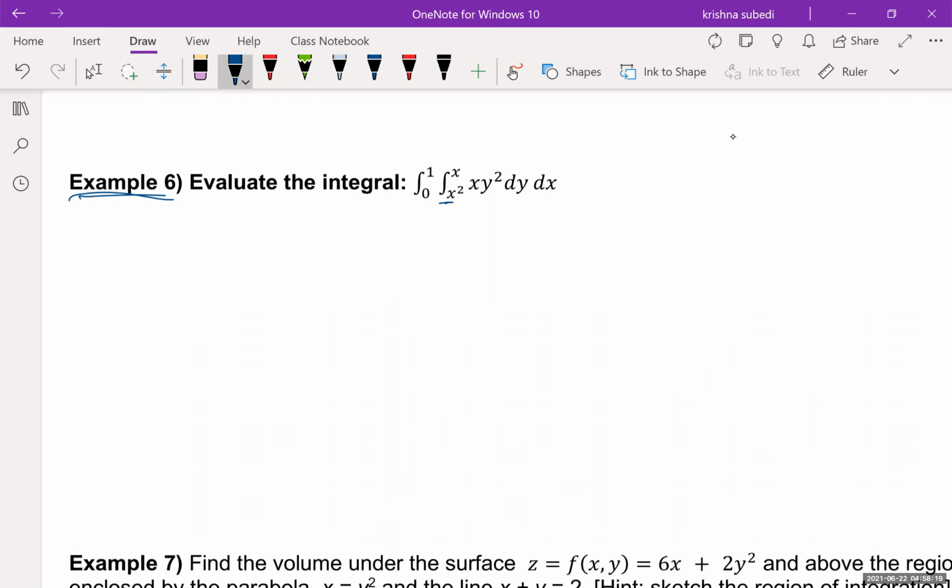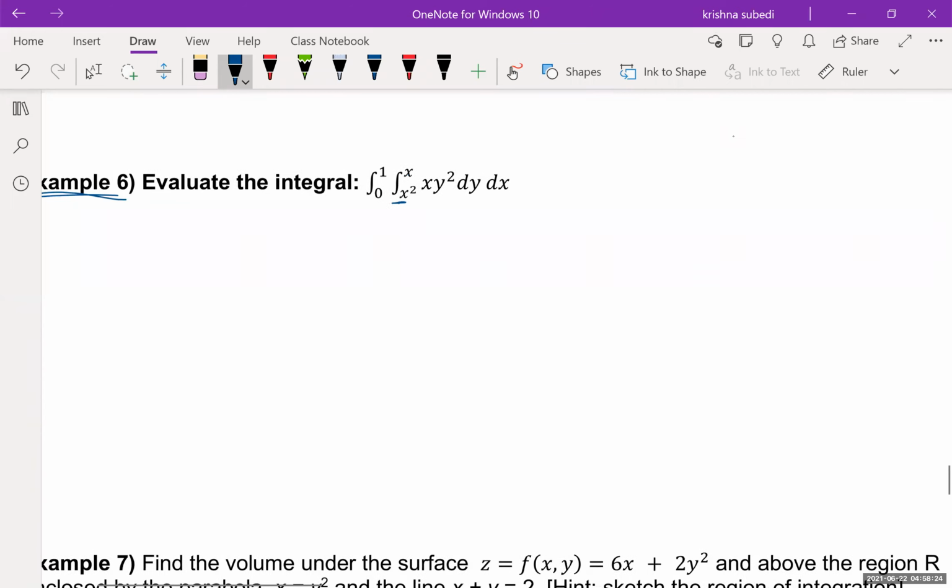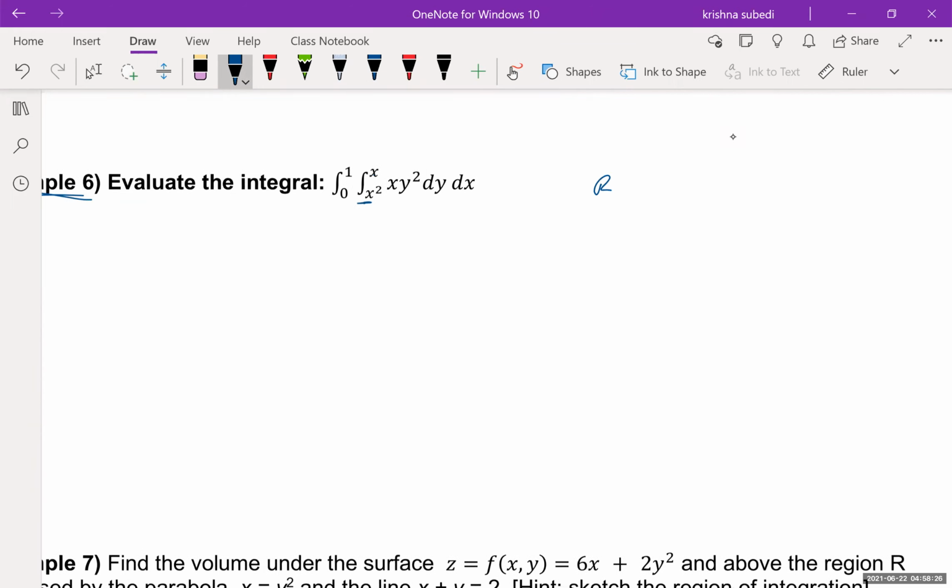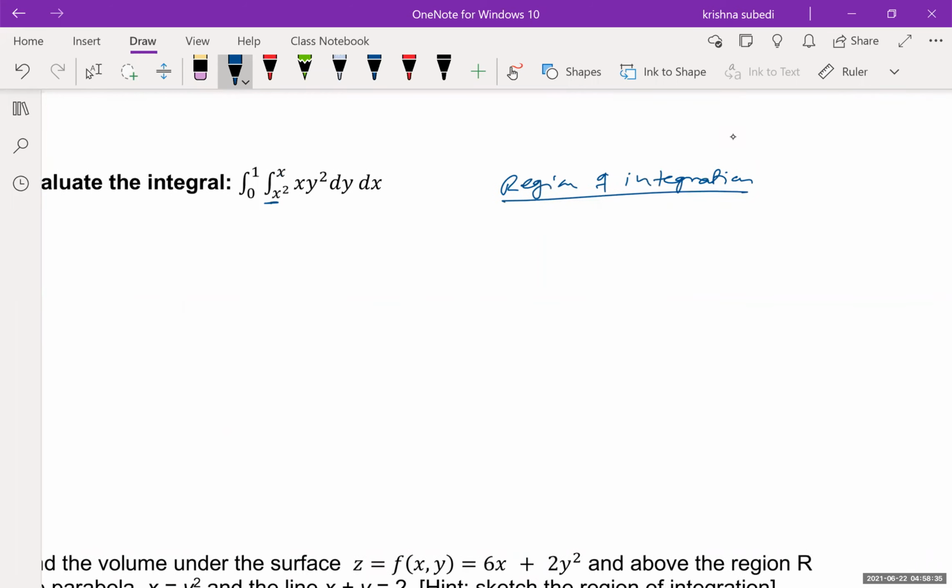You see, some of the limits involve variables. And if we want to draw the region of integration, let us see what kind of region we'll get. Region of integration is going to be, so you see, this dy is inside, dy is for inside integral. That means y's lower limit is x square, upper limit is x, and then the lower limit for x is 0 and upper limit for x is 1.